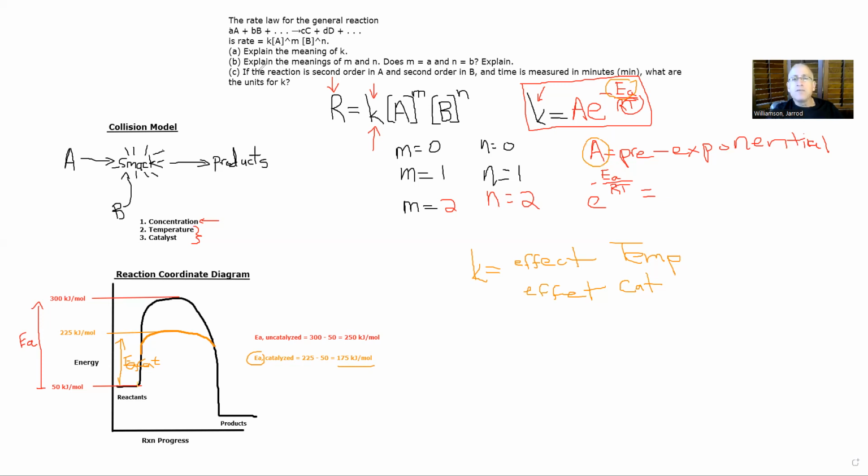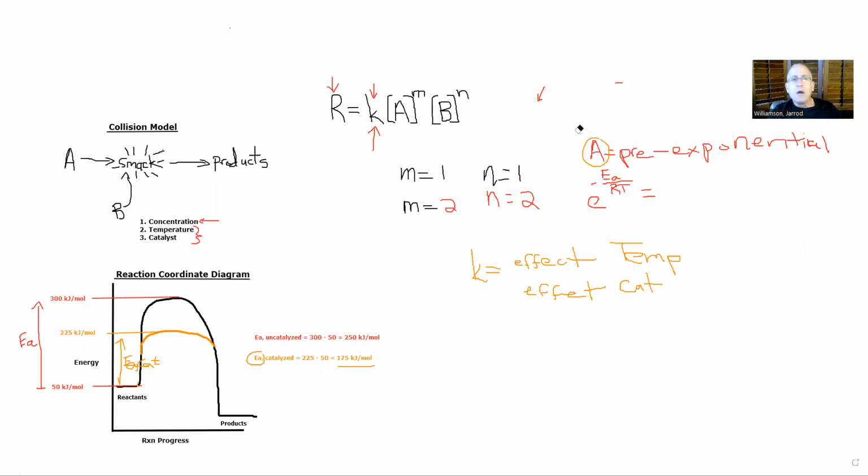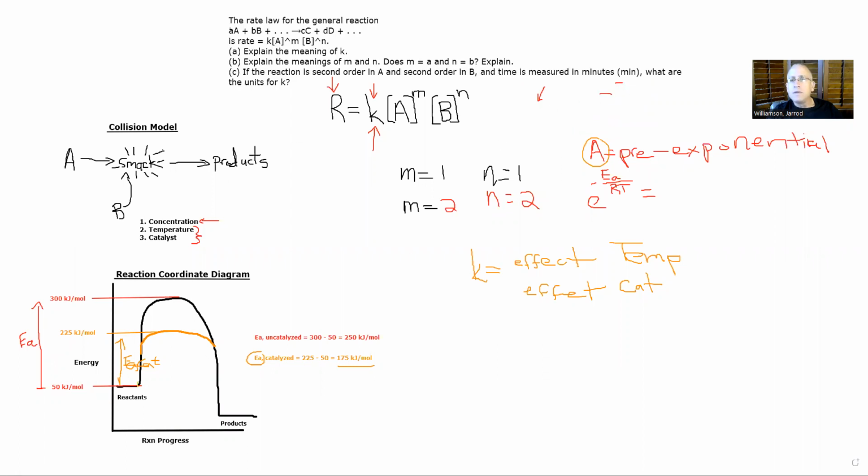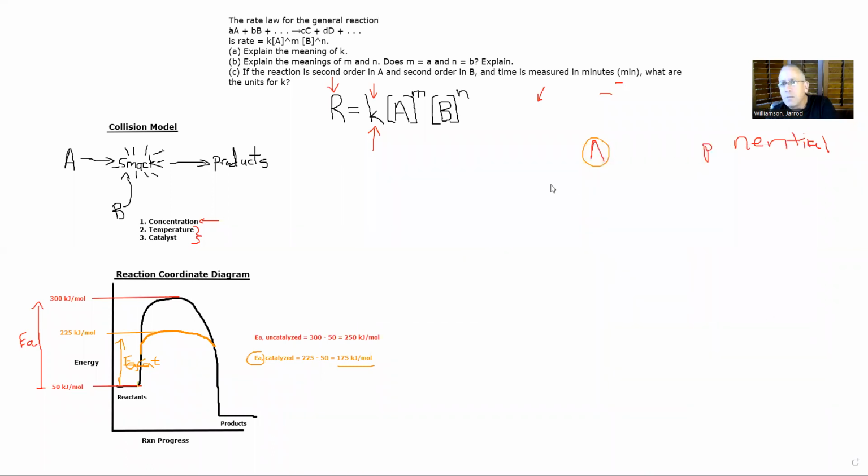Next, it says if the reaction is second order in A and second order in B, and time is measured in minutes, what are the units for K? So let's solve that. Let me erase this stuff, hopefully without erasing everything else. Oh, I did not intend to do that. I'm glad I got that undo function thing.